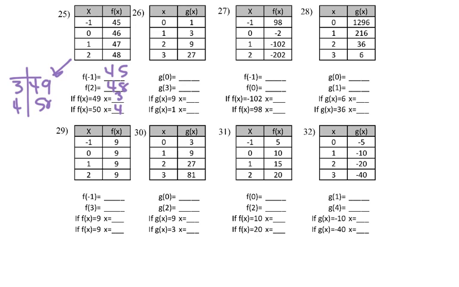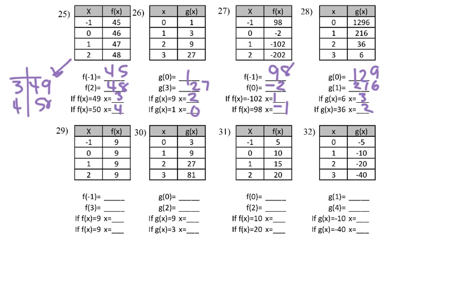Okay, g of 0 equals 1, g of 3 equals 27, g of x equals 9 has x equals 2, and g of x equals 1 has x equaling 0. f of negative 1 is 98, f of 0 is negative 2, f of x equals negative 102 is 1, f of x equaling 98 is negative 1. g of 0 is 1,296, g of 1 is 216, g of x equals 6 takes us to x equals 3, and g of x equals 36 takes us to 2.